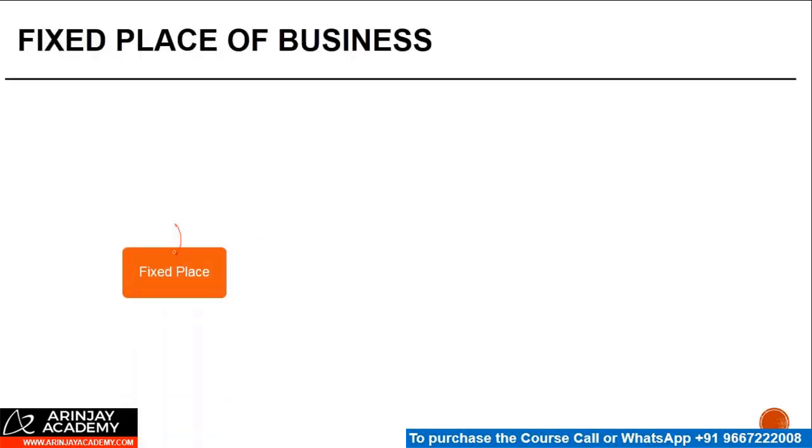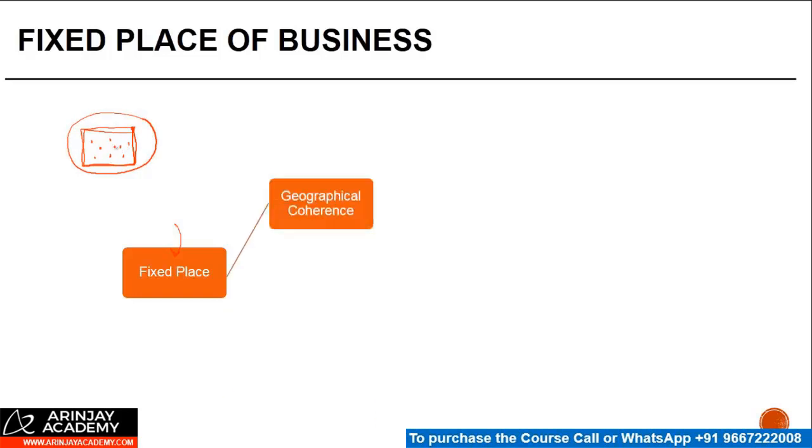Now we use the word fixed place, right? What does this exactly mean? Should it be that in a particular area to be a fixed place, it has to be around a particular point? Or as long as we can define that this is a particular area and at different places you are doing it, but you are within this particular area, would that also amount to a fixed place of business or not?